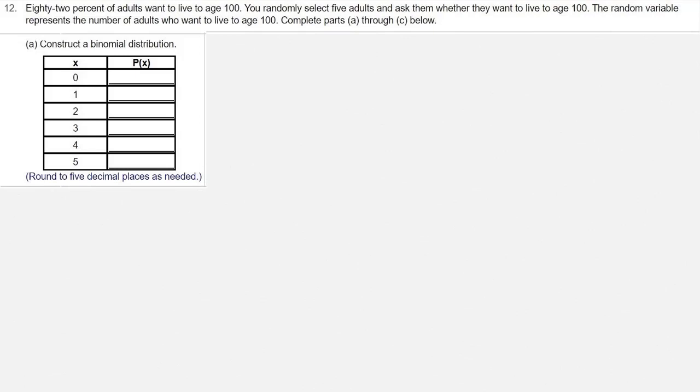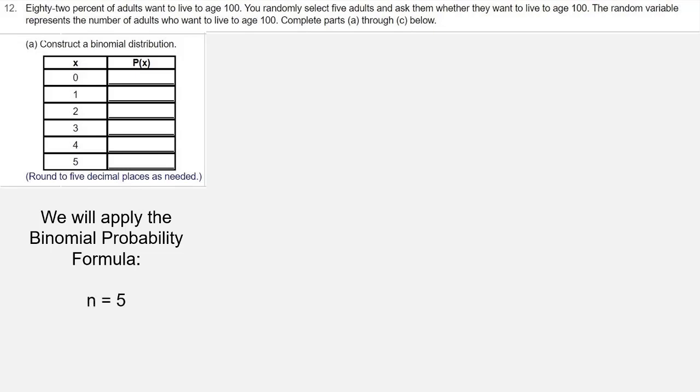So we'll apply the binomial probability formula because either an adult wants to live to age 100 or they don't. There's 2 possibilities, so that makes this binomial. To use the binomial probability formula, we need the value of n, which is 5, because we selected 5 adults. We also need the value of p, and p is 0.82. The binomial probability formula says that the probability of exactly x successes is given by nCx, p to the x, q to the n minus x.